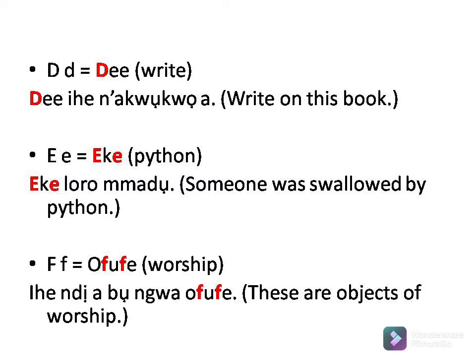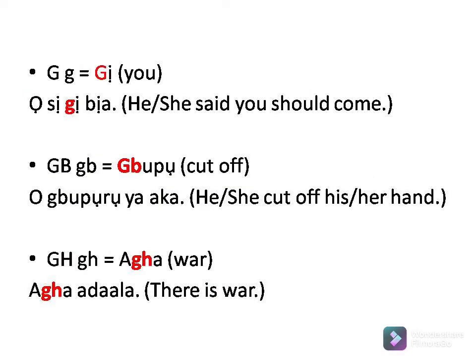Let's look at it in a sentence. Ihe ndị a bụ ngwa ofufe, which means these are objects of worship. On the next slide, we have G. That is the G. And you can find it in a word like gị, which means you. And in a sentence, you hear a sentence like ọ sị gị bịa, which means he or she said you should come.